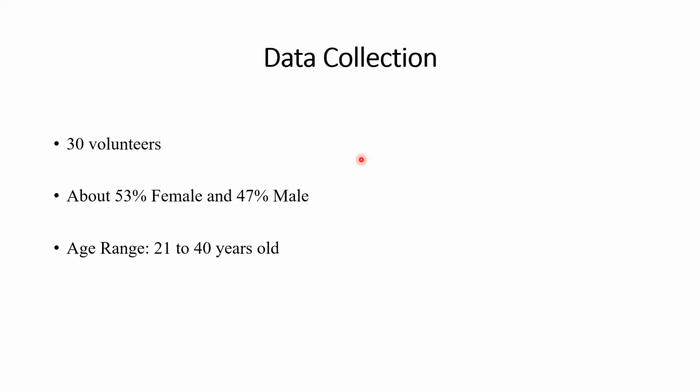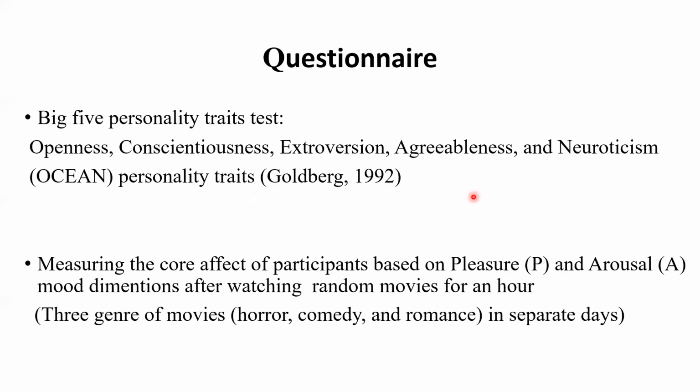And in this data, you can see that almost half of them are female. And the age range is from 21 to 40 years old. The questionnaire contains 2 parts. The first part is related to Big 5 personality trait tests. I use Goldberg test to do that. And the possible values for each one of these traits are from 0 to 100. You will see it also in an example that I will show you.